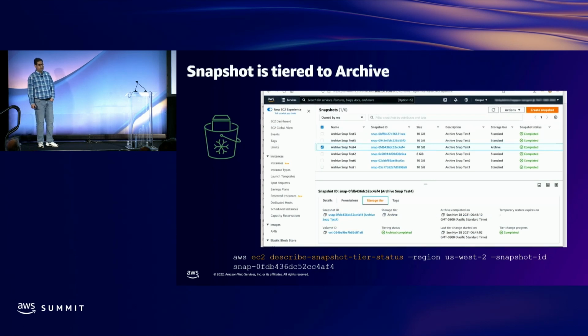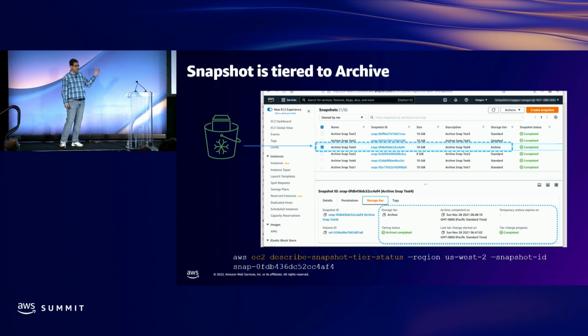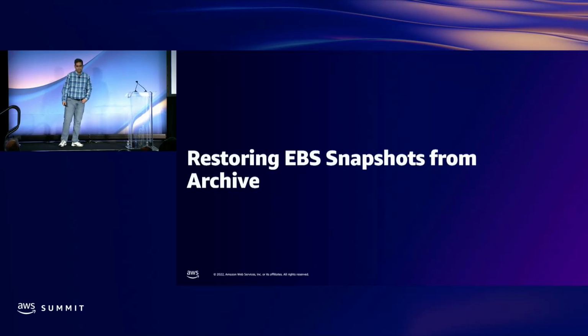Once it's tiered to archive, you will see that it's completed, and then you know that the snapshot is stored in the archive tier. And at that point, you're now getting the benefit of the lower cost storage tier. What does it mean to restore an EBS snapshot from an archive?